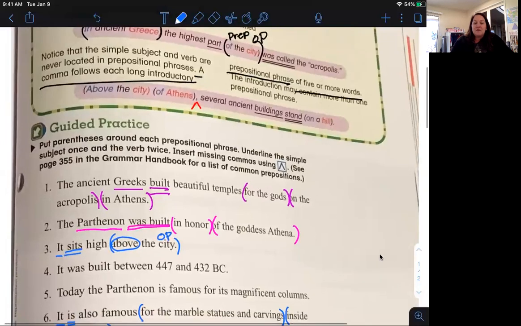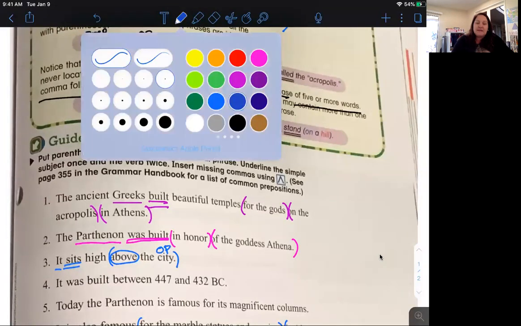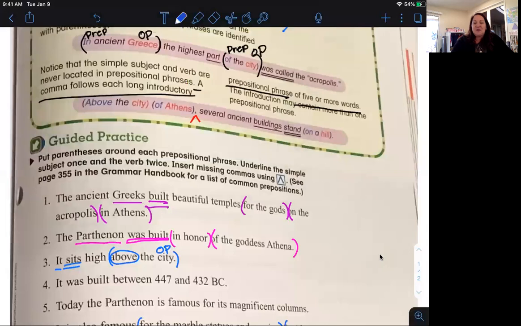Number 4, it was built between 447 BC and 432 BC. What's your verb? It's a verb phrase this time.